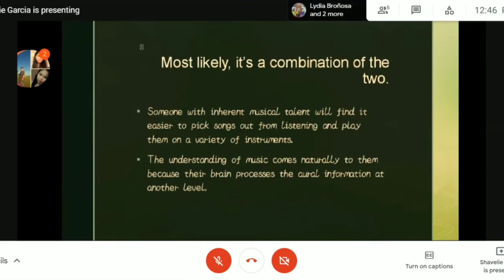Someone with inherent musical talent will find it easier to pick songs out from listening and play them on a variety of instruments. And the other one, the understanding of music comes naturally to them because their brain processes the aural information at another level.